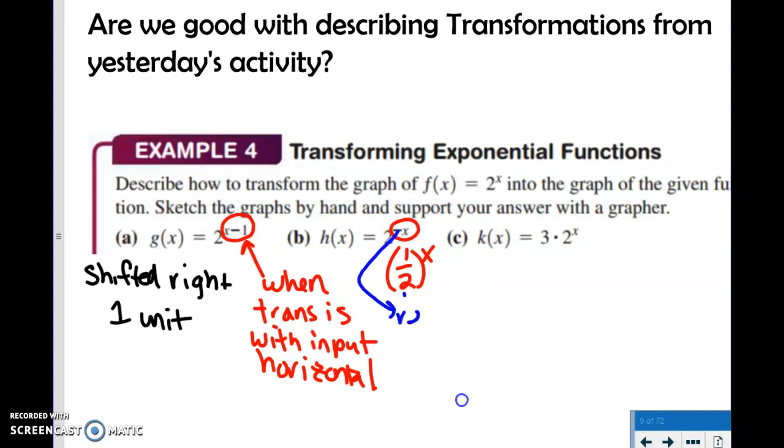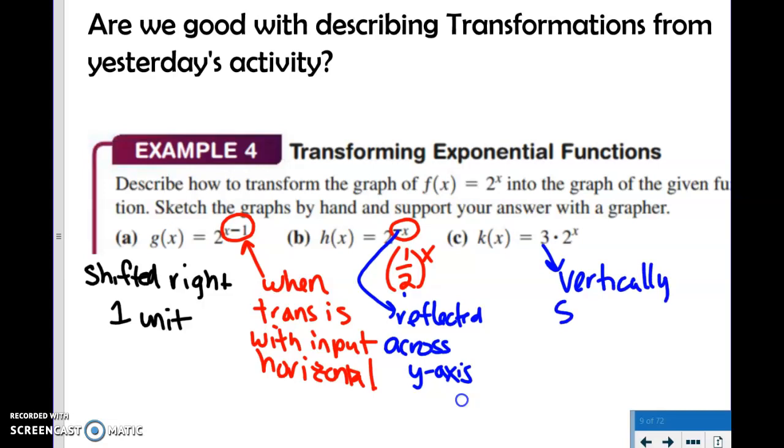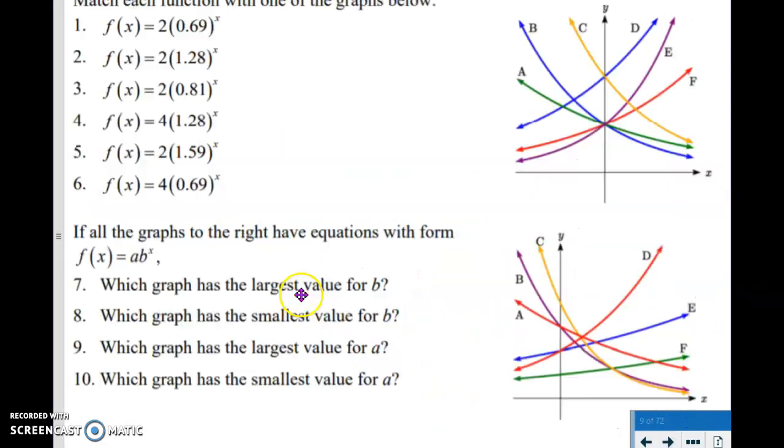And so we're going to say reflected across the y-axis. Or you can say horizontally reflected, either one. And then finally, this is a 3 outside, so it's a vertical transformation. It's an output thing. So we would say this has been vertically stretched by 3. And we're going to do some harder ones together next, like after break. So sorry if you need to go back and pause me to copy that. That's fine.